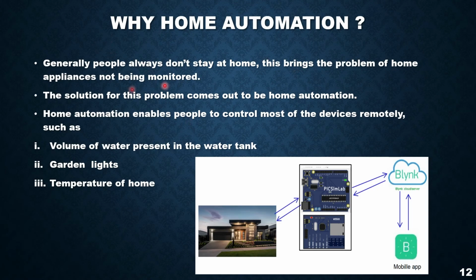Why home automation? Generally people don't always stay at home. This brings the problem of home appliances not being monitored. The solution for this problem is home automation. Home automation enables people to control most of the devices remotely, such as the volume of water present in the water tank, garden lights, temperature of the home, and so on.